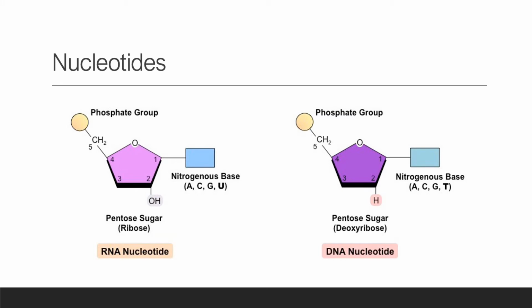So this is the structure of nucleotides. Just to be super, super simple, nucleotides have a phosphate group, a sugar, and a nitrogenous base. And in DNA, those nitrogenous bases are adenine, cytosine, guanine, and thymine.